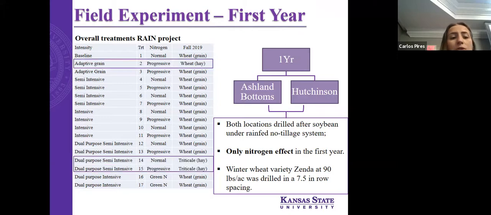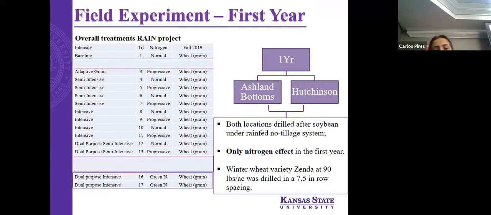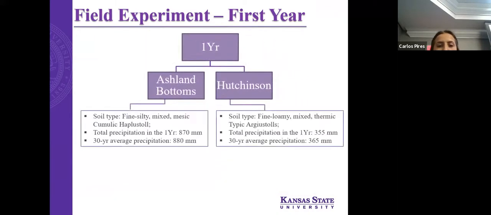So basically, I'm going to just show the results for wheat grain. So we are not covering here the treatments 2, 14, 15. And also we are not covering the green in because, of course, it was the first year, so we didn't have the effects of the legumes at this point.